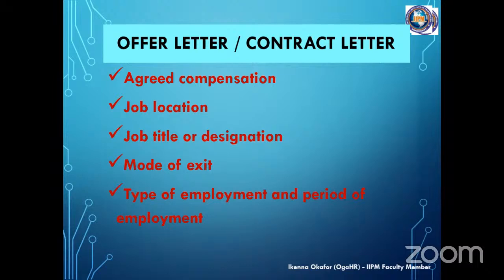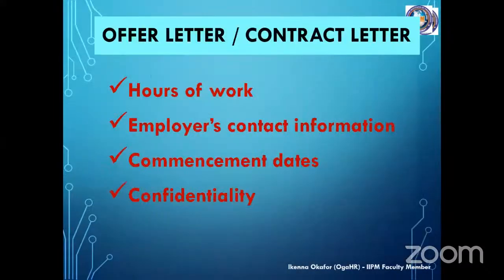Mode of exit. How do you terminate contracts? Who can terminate contracts? What is the duration? Notice period. Type of employment. Is it a contract employment? Is it a casual employment? Is it a part-time employment? Is it a provisional permanent employment? Then your hours of work: 8 to 5, 8 to 6, 8 to 10, whatever it is, there must be agreement on your hours and days of work. Employer's contact information should be clearly written. That is why it should be written on the letterhead of the organization. Commencement dates should also be there.